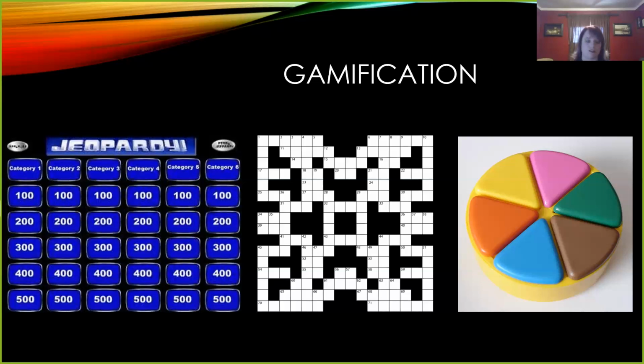Crossword puzzles are just a fun way to review. If you Google free crossword puzzle creator, there's tons of them online. You don't even have to pay anything. You just input your clues and your answers, and it actually creates the whole crossword puzzle for you and puts it out in a PDF so that you can put it in a manual.